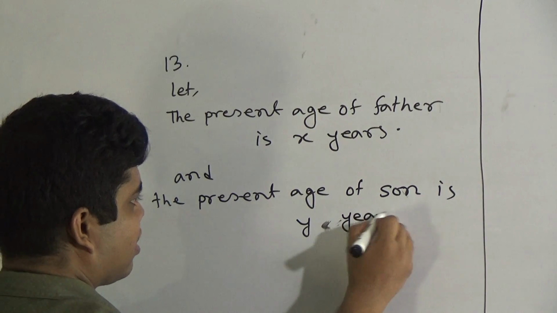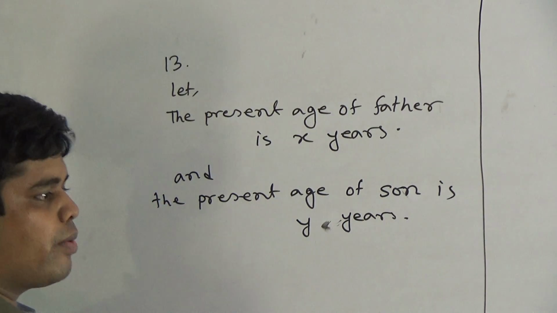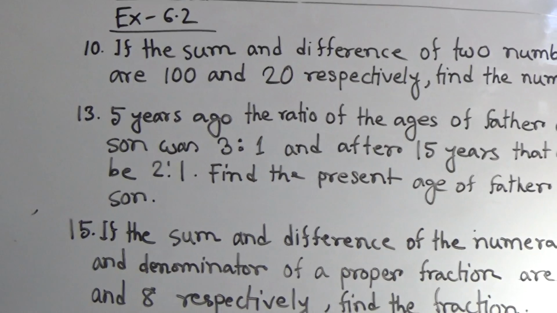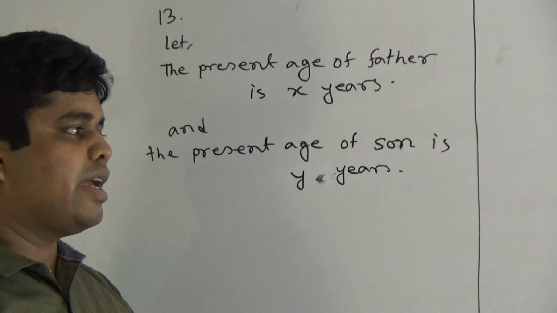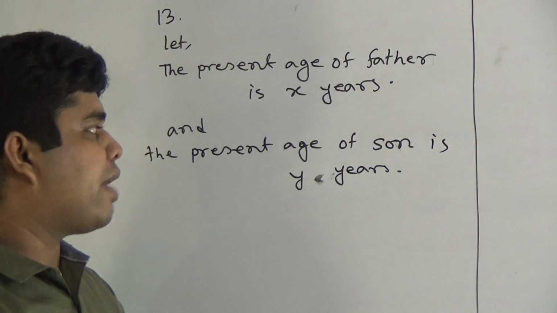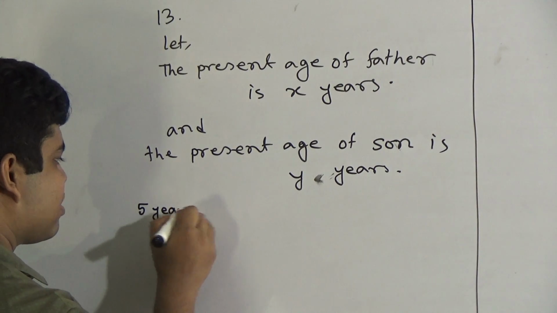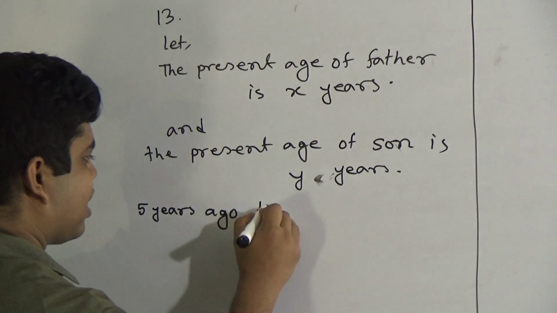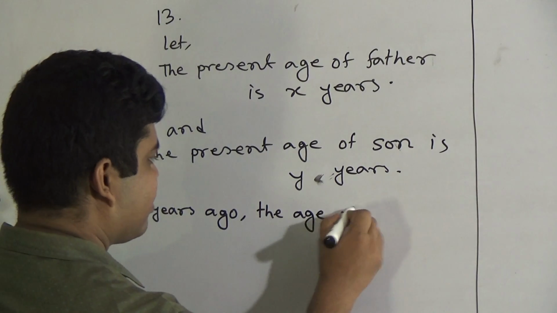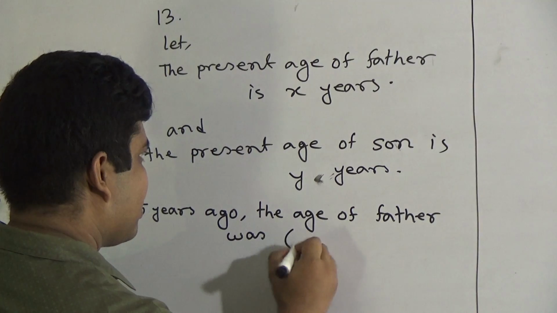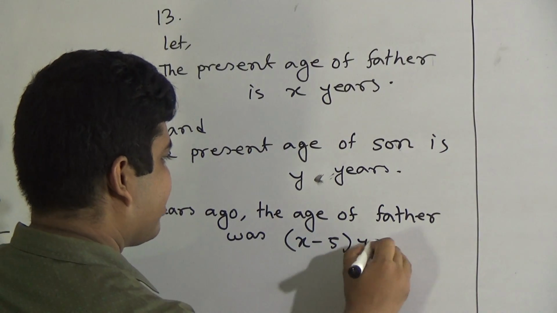Okay. Now according to the first condition, dear student, notice 5 years ago the age of father was what? x minus 5. 5 years ago the age of son was what? y minus 5. So right here 5 years ago the age of father was x minus 5 years.